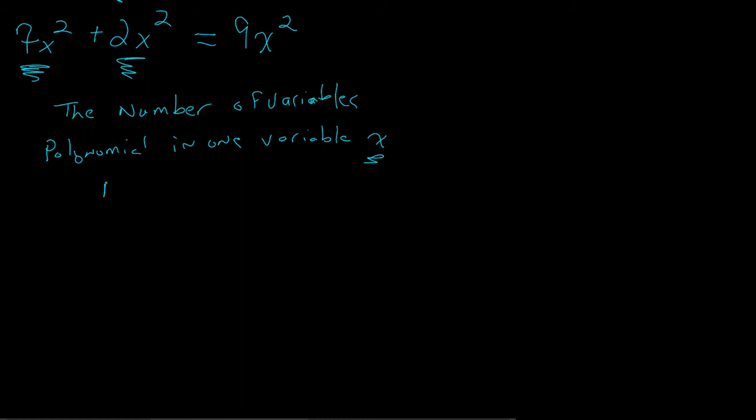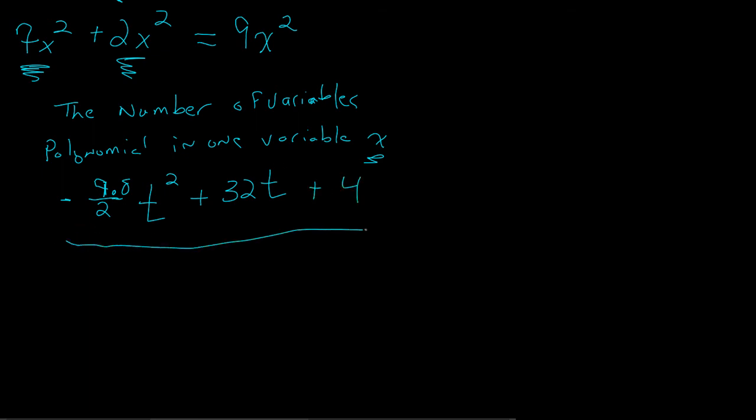And I could have 1/2. Let me put a 9 up here. I'll put 9.8 because I'm going to be weird. t squared plus 32t plus 4. This is a polynomial in one variable t. And you'll find as you do mathematics, the name of the variable doesn't matter as long as it distinguishes it from other variables.